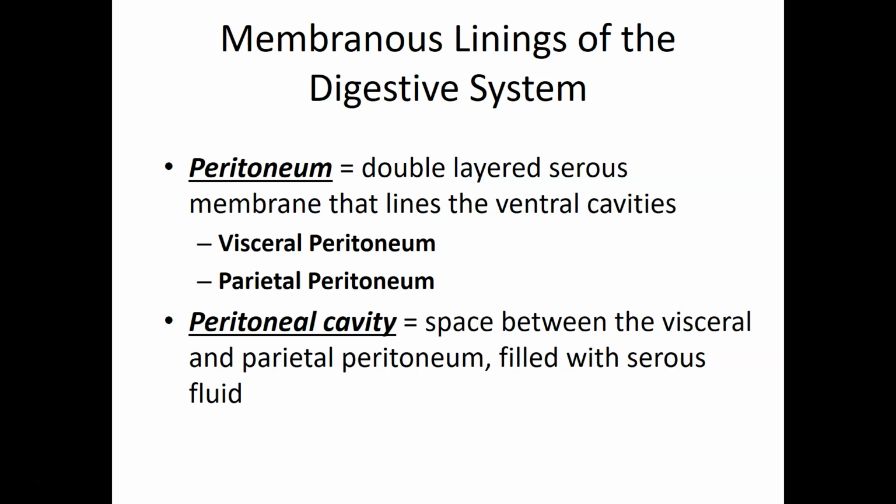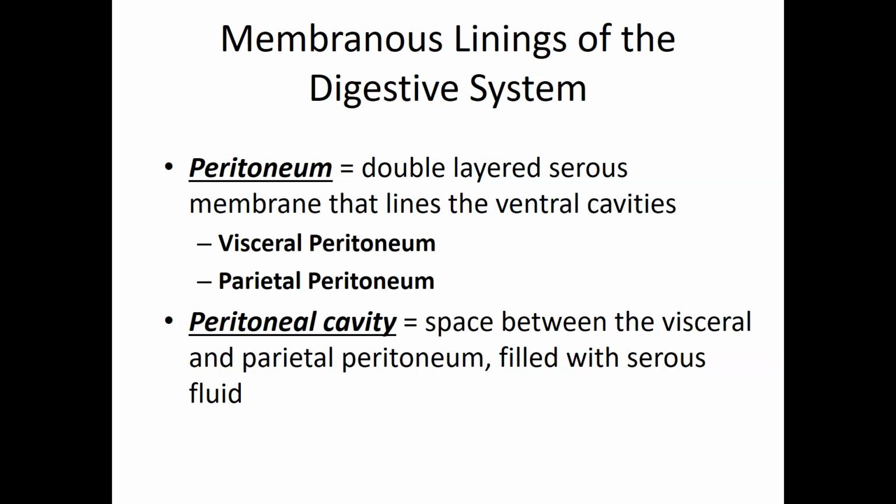Now, these two membranes are usually right up against each other. The abdomen is really tightly packed with these organs, and the visceral peritoneum is right up against the parietal peritoneum. And these membranes secrete a fluid, serous fluid, and that's going to help lubricate these organs as they sit in your abdominal cavity.